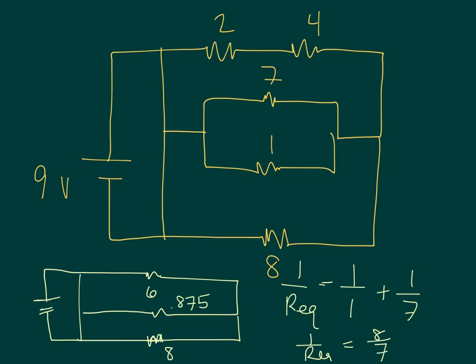Because I can do a fraction very easily. 1 over 1 is 7 over 7, really. 8 sevenths is 1 over REQ, so REQ is 7 eighths. And 7 eighths is 0.875. Yes? Aren't 2, 4, and 8 in series though?